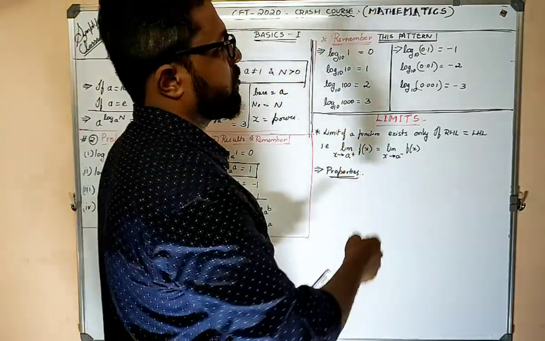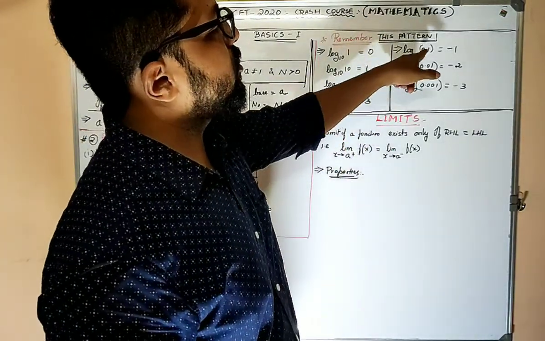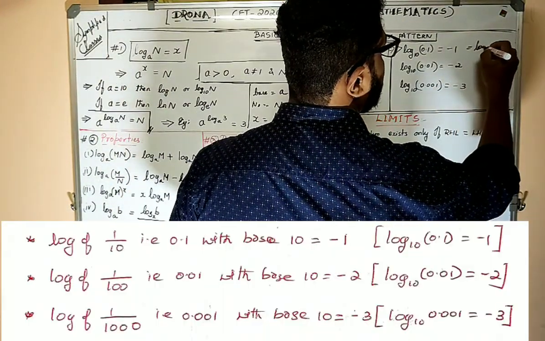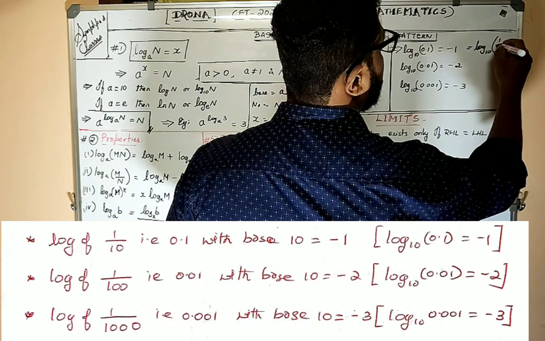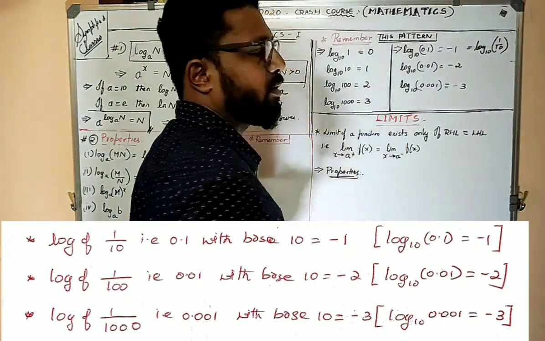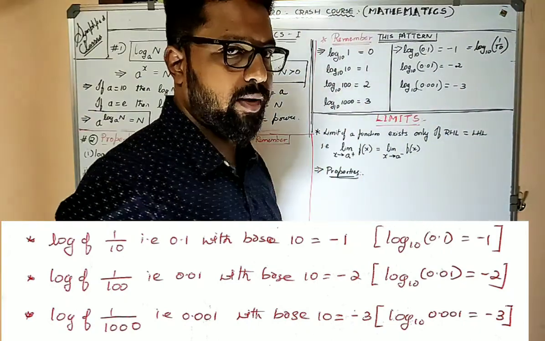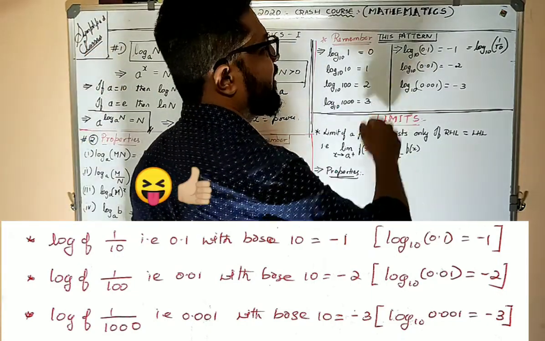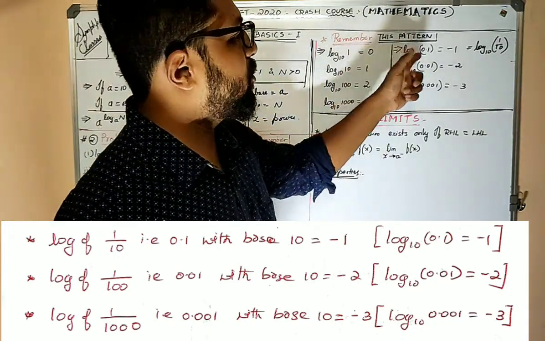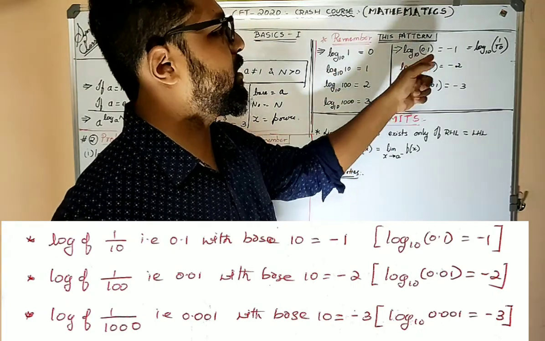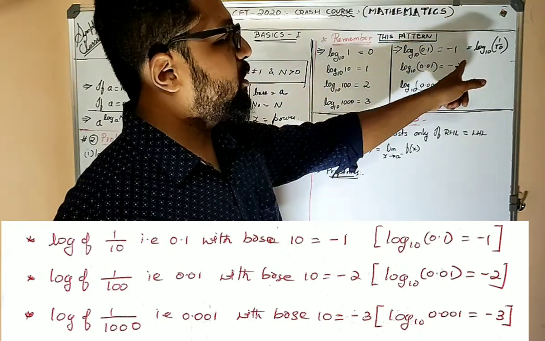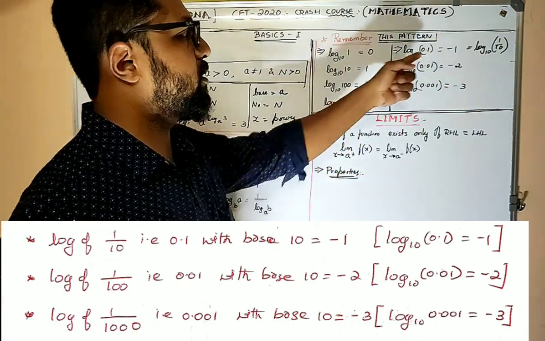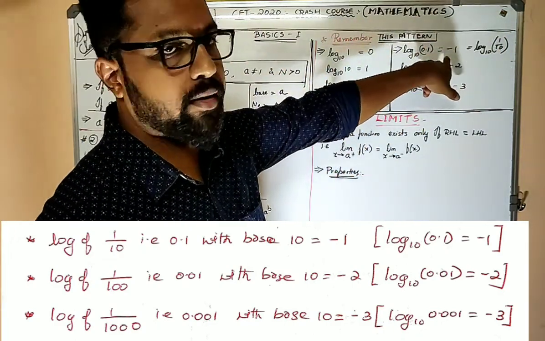The next such pattern over here is log 0.1 to the base 10. It can also be written like this if you want to remember it in a proper pattern. 1 by 10 is nothing but 0.1, isn't it? Yes. So log 0.1 to the base 10 is equal to minus 1, which is the same as log of 1 by 10. It is minus 1 over here.